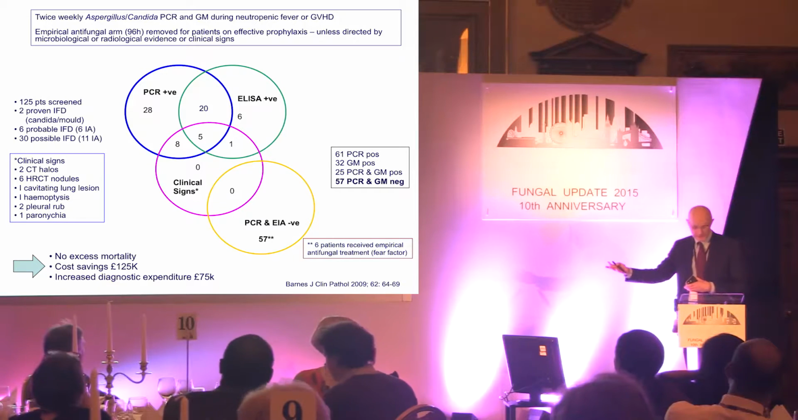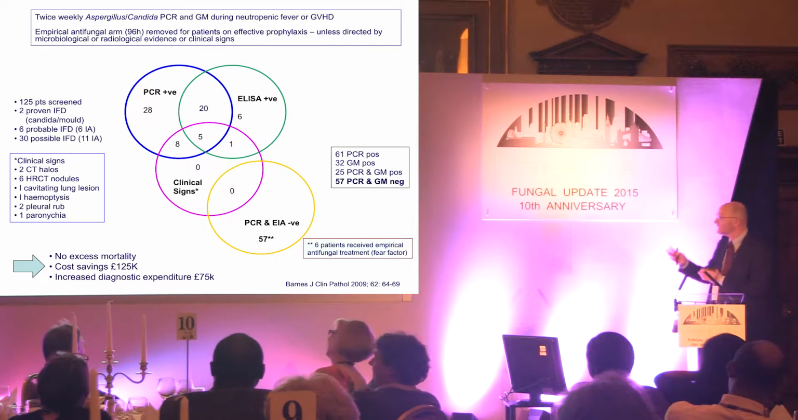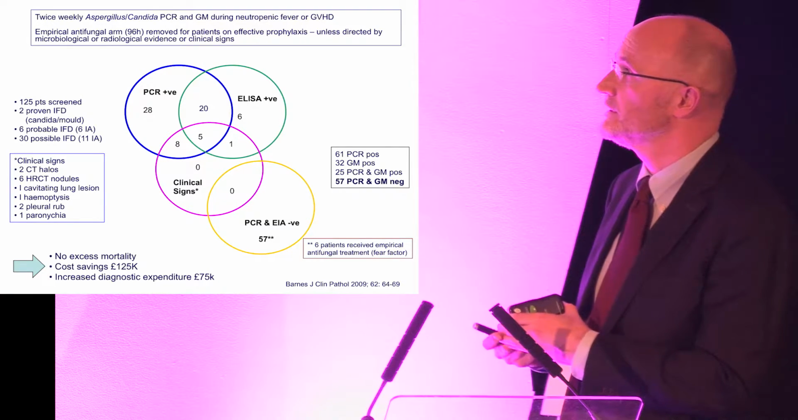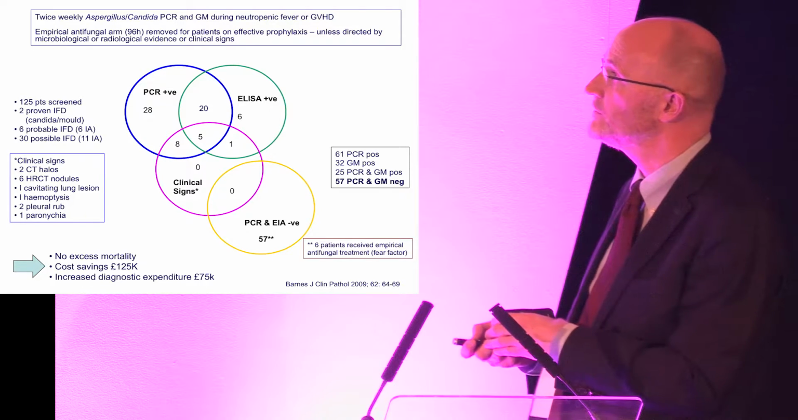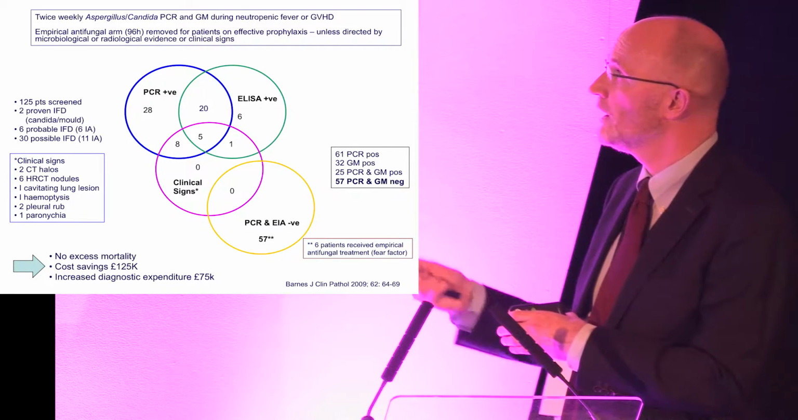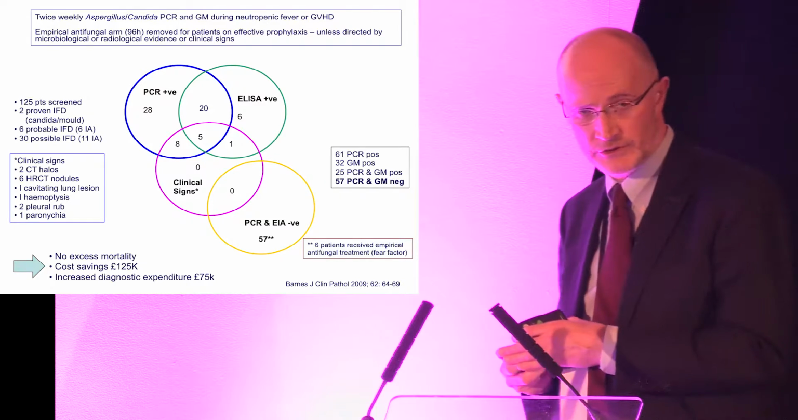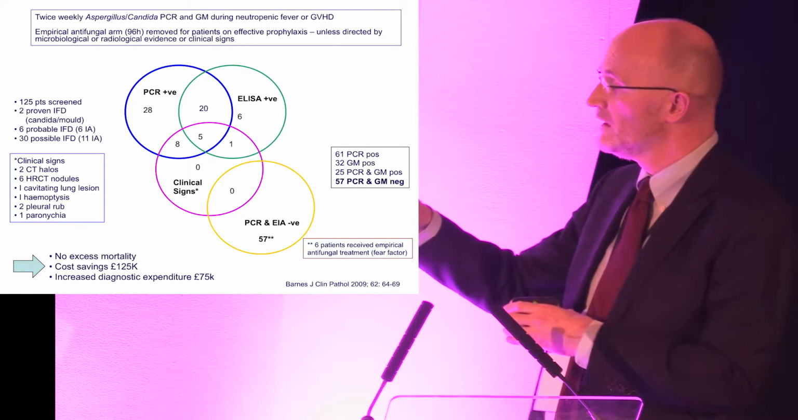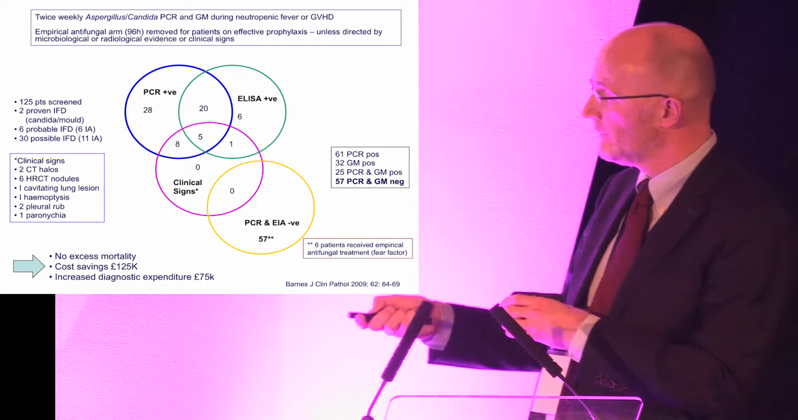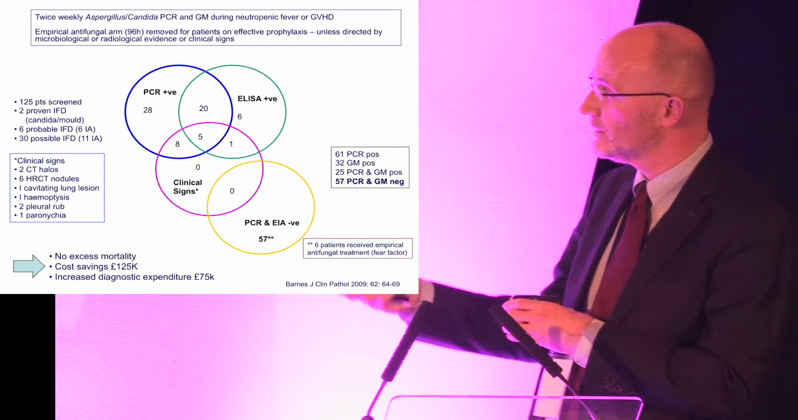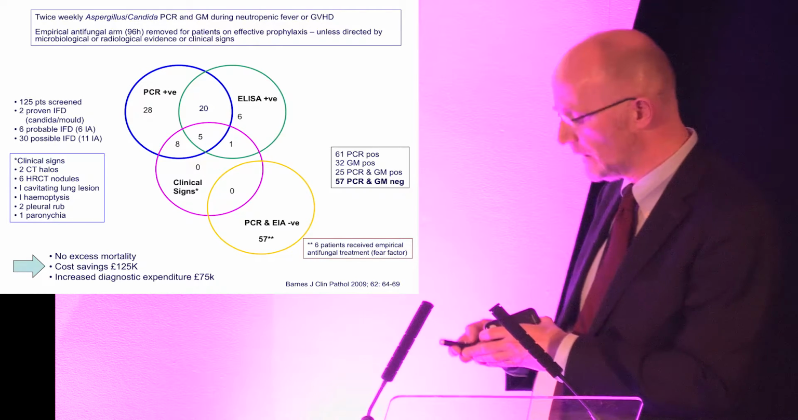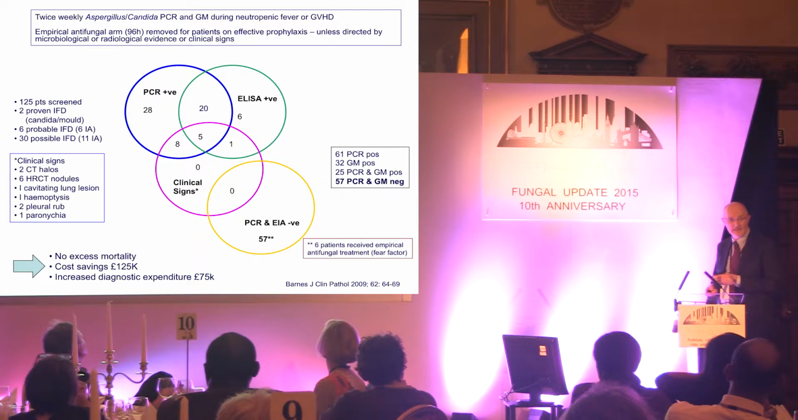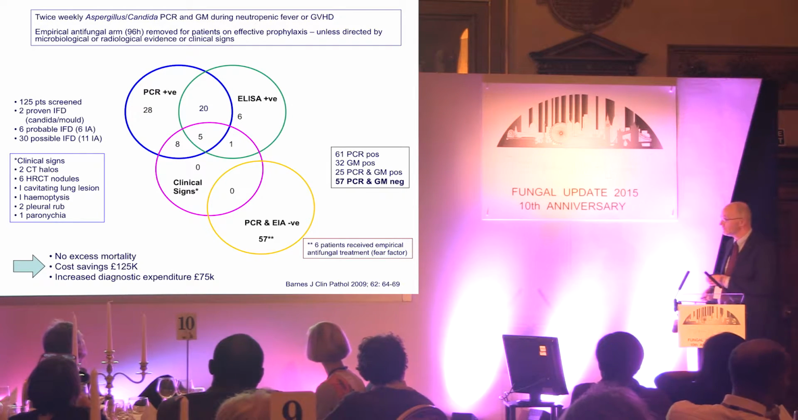And then I had to show Rosemary's study. This was a very nice study, again just a single arm study, but Rosemary used twice weekly Aspergillus Candida PCR and galactomannan in combination to screen patients who had neutropenic fever or who had graft versus host disease. And she removed the antifungal empirical treatment arm if patients were on effective prophylaxis, unless they had biomarker positivity or other clinical signs. And you can see very briefly that there were 57 patients who were PCR and ELISA negative, and these patients did not receive antifungal treatment.